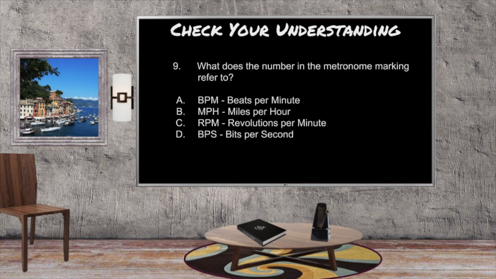Number 9. What does the number in the metronome marking refer to? A. BPM, beats per minute. B. MPH, miles per hour. C. RPM, revolutions per minute. D. BPS, bits per second.